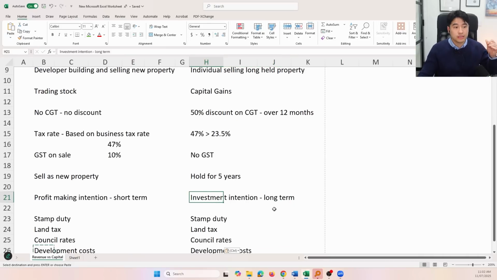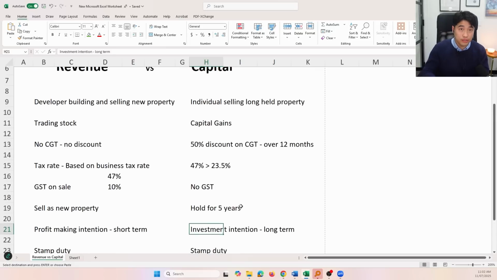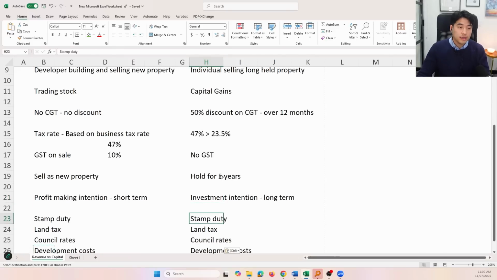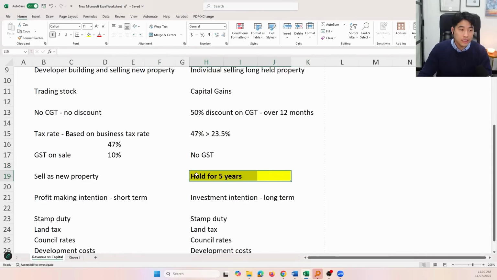What they're trying to do is hold it for the long term and receive rental income, and then they sell it after quite some time. However, there is a rule that the ATO has put down, and you've got to be very careful of this rule.